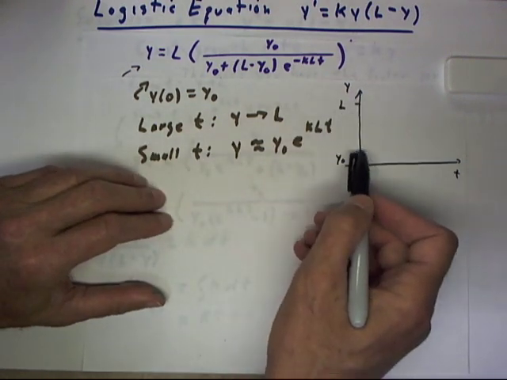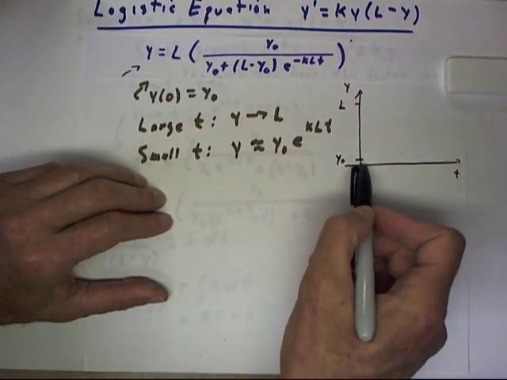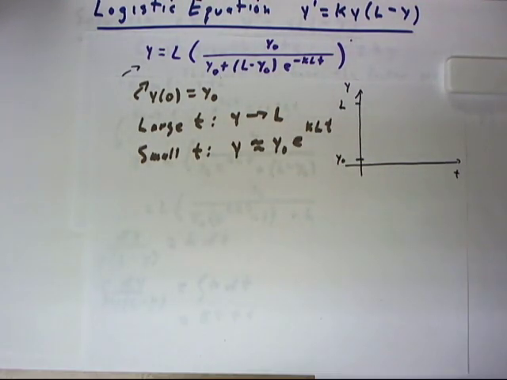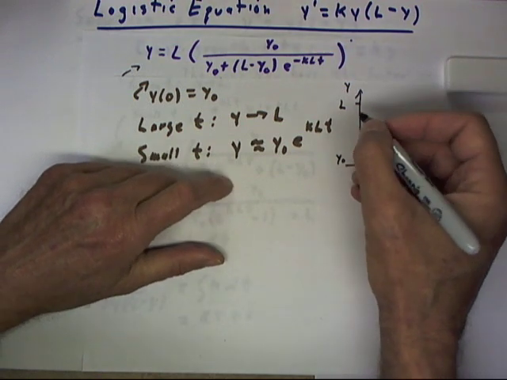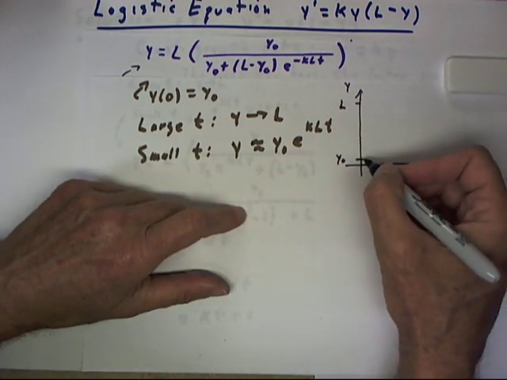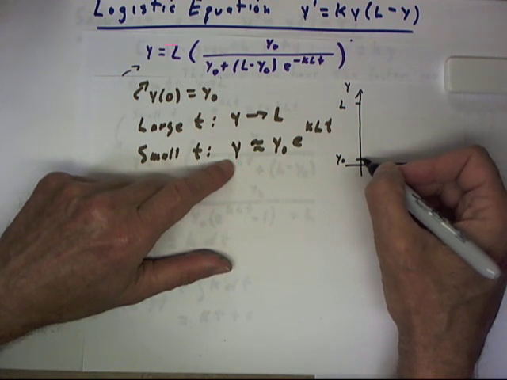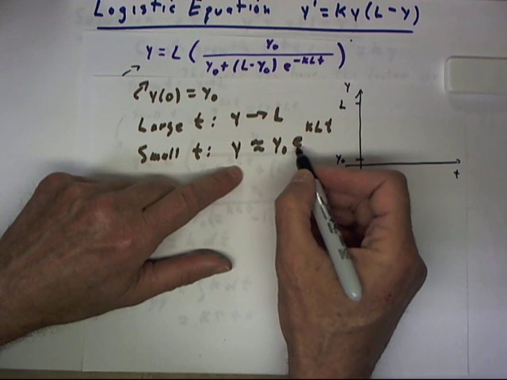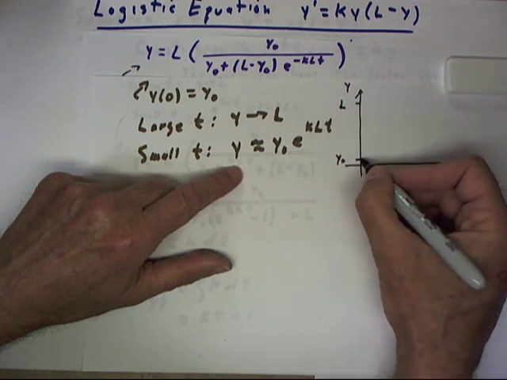Now, here's a sketch where y naught is maybe 1/10 as great as L. That might be small enough. It's at least small enough to exhibit the overall behavior of this function, so that what's going to happen is when y naught is small, this is very close to y naught e to the kLt, which is an exponential function with growth rate k.